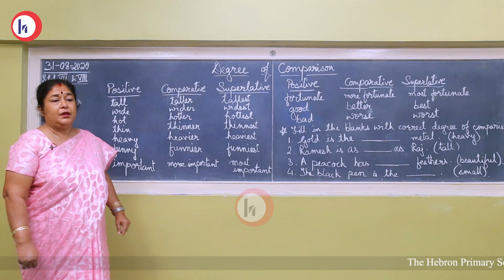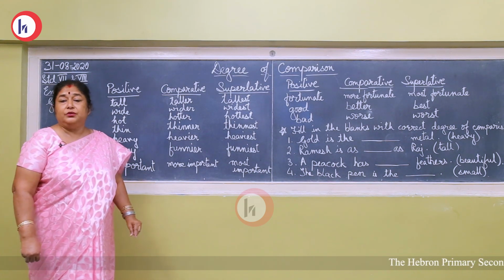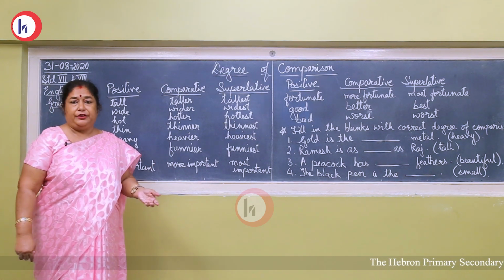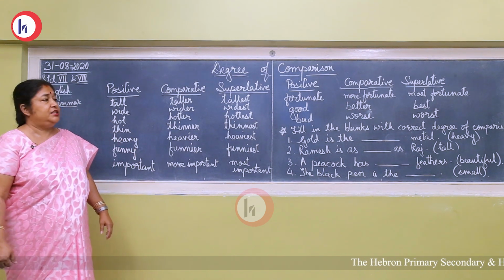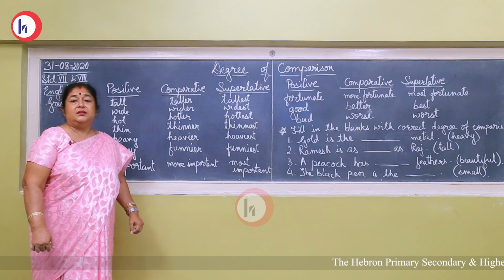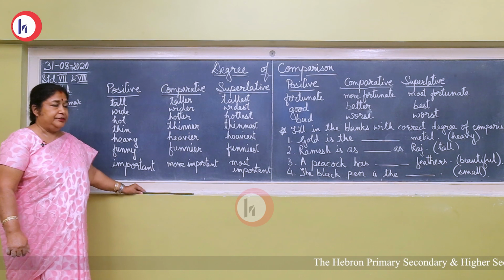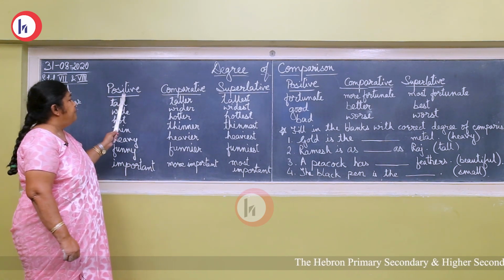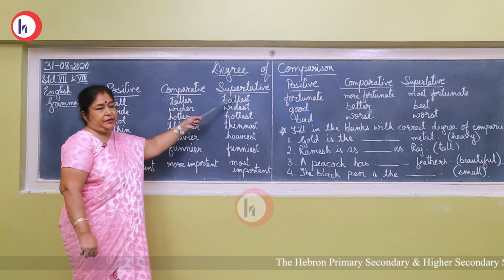Degree of comparison means a word which shows what degree it is in. When we compare 2, 3, 4, 5, whatever it is, when we compare things with the degree, it is called the degree of comparison. The words can be adjectives as well as adverbs. Now there are 3 degrees of comparison. We have positive degree, comparative degree and superlative degree.